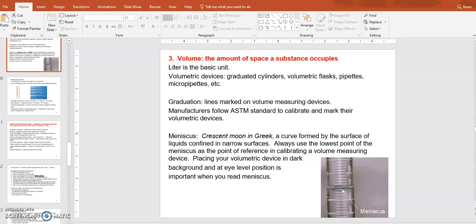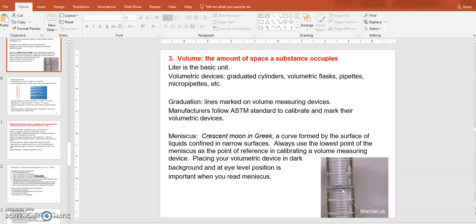Now let's talk about the volumetric measurement. Of course, volumetric measurement is the amount of space a substance occupies. When I say the substance, normally the substance comes in liquid form, right? So that's why you need to measure them in volume, not by the weight.